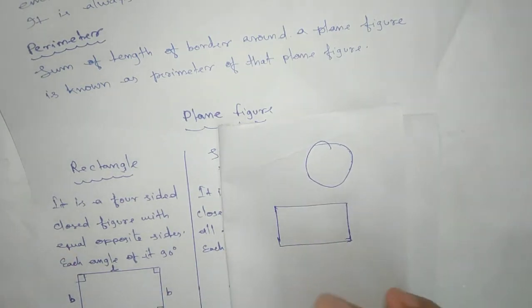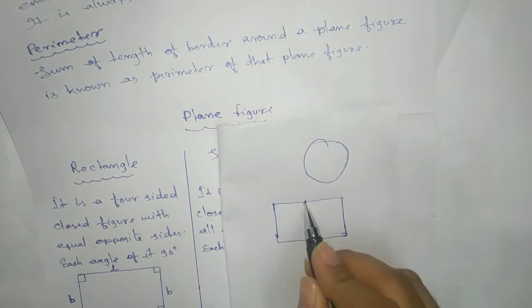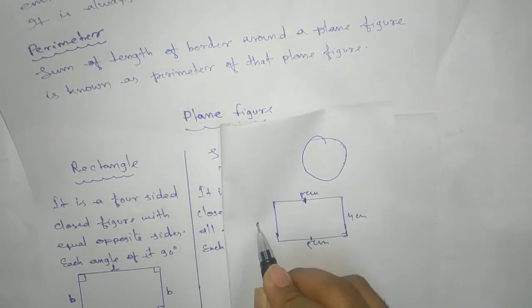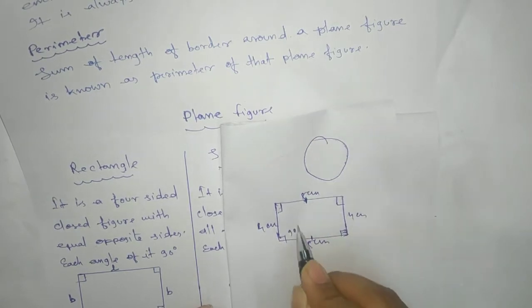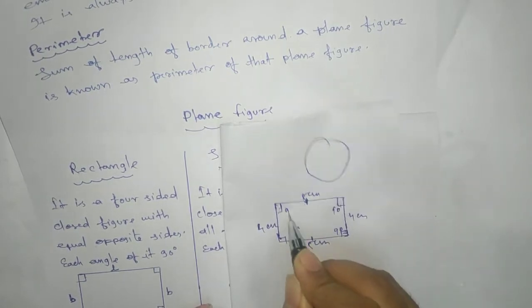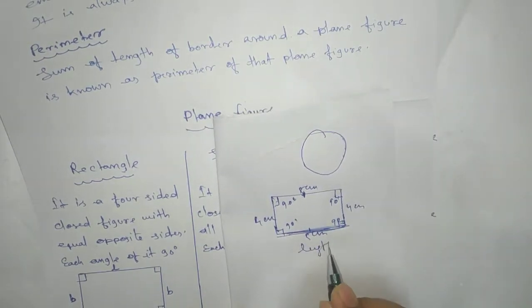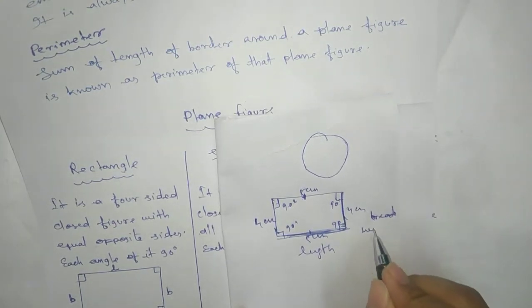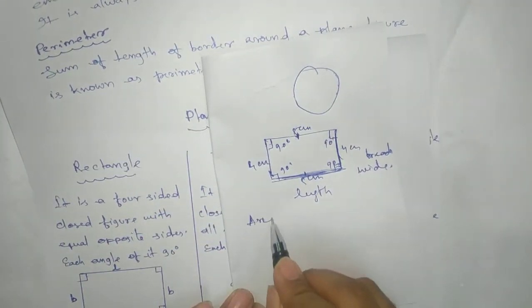And a rectangle has a definition. The definition is that opposite sides are equal. See this one, if it is 5 centimeter, then the opposite must be 5 centimeter. If it is 4 centimeter, then it must be 4 centimeter. And one more thing, opposite sides are equal and each angle is 90 degrees. So this is your rectangle. This part we call length, and this part we call breadth, or sometimes we call it width also.